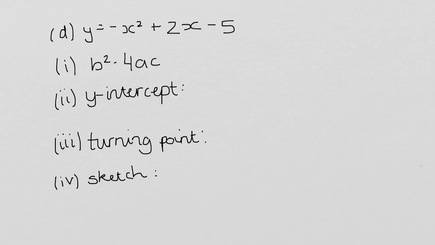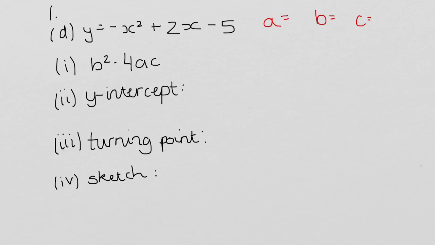So, question 1d, we are given y equals negative x squared plus 2x minus 5. First thing we want to do is identify the values of a, b and c. Once we've got that, it's easier to answer the rest of the questions.